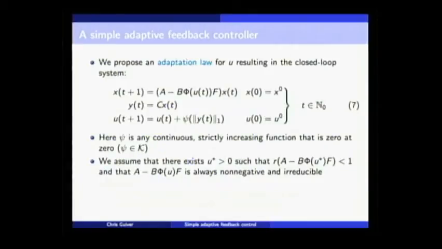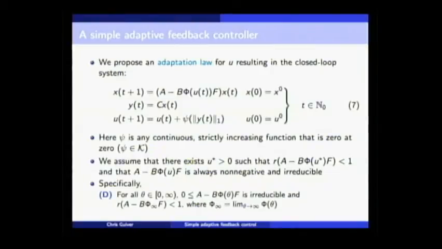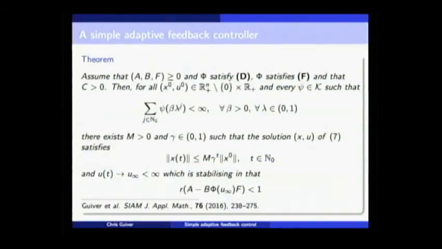So I'm going to assume that at some U star, this thing is stable, right? Just a spectral radius less than 1. And I'm going to assume that it's always non-negative and irreducible. These are sort of reasonable assumptions, and I've captured those as D. Okay. So here's the theorem.